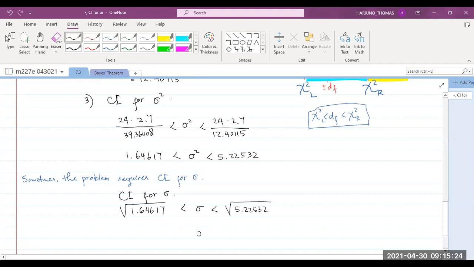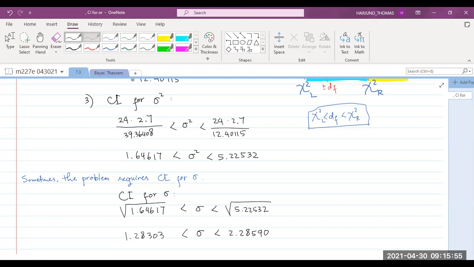So sigma is less than 2.28590, and this is 1.28303. So if the question wants you to construct a confidence interval for sigma, what you do is just take the square root of each of them.